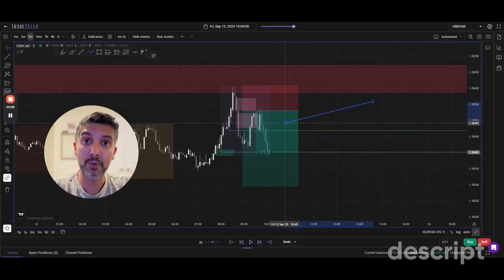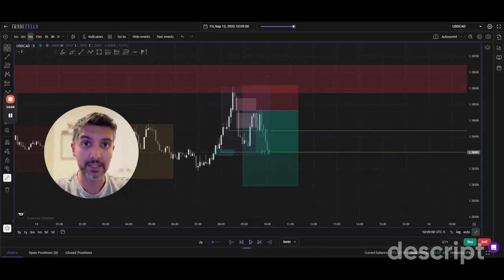As price continues lower, we hit PT2, and this is my trigger to move my stops to break even and secure more partial profits. At this point, I have two options. I can leave my stops at break even, I can lock in more profit by moving my stop loss down further, and I can let the market decide what it wants to do. I'm personally very conservative when it comes to this, and here's why that matters.